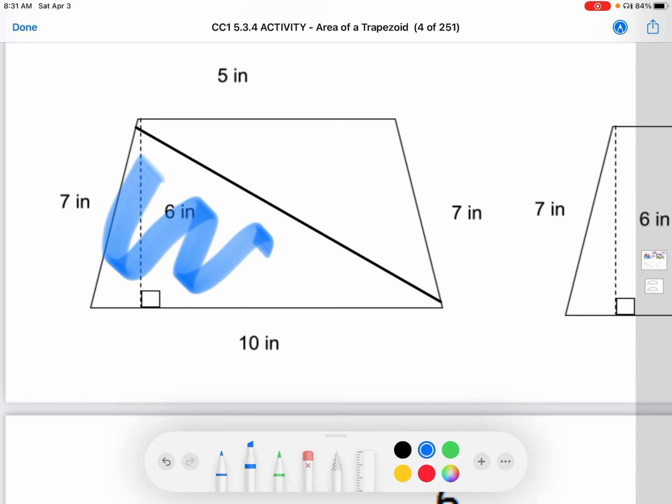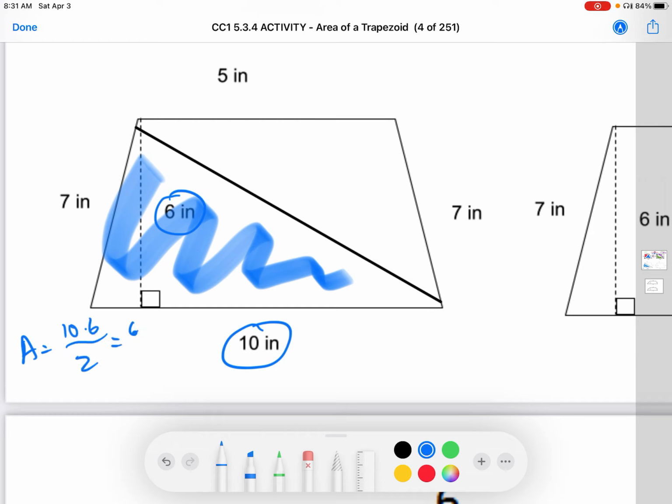find the area of that triangle. Area is, here's my base, here's my height. So area equals 10 times 6 divided by 2. That is 60 divided by 2, which is 30 square inches. And let's now do this red one.